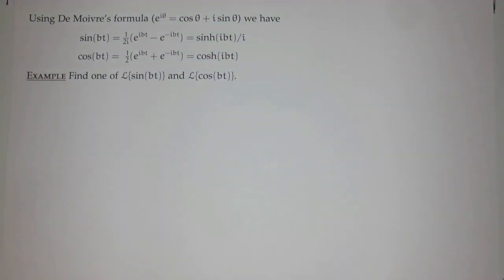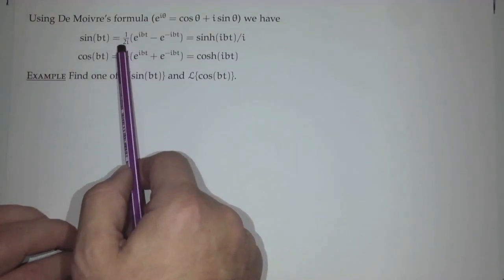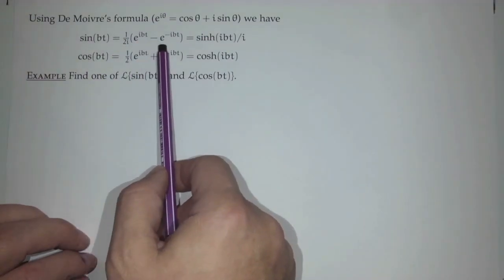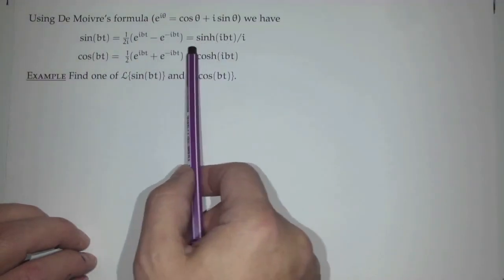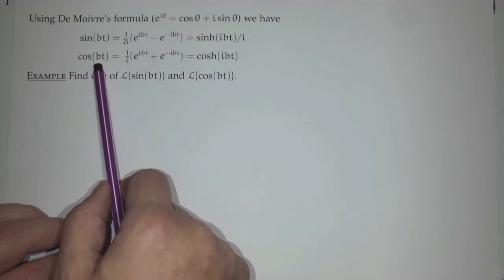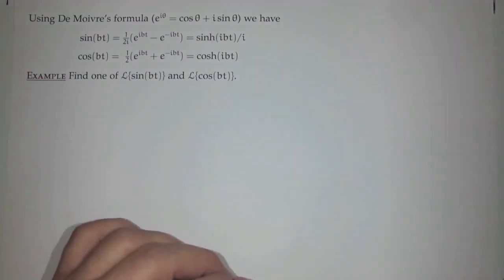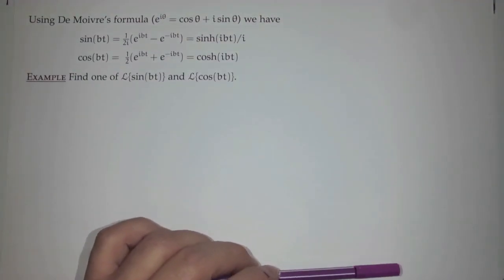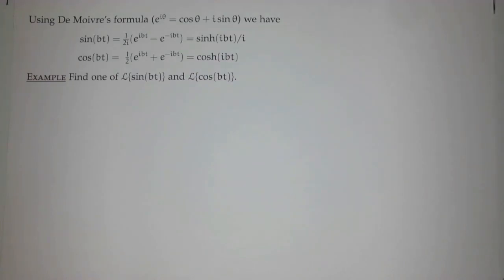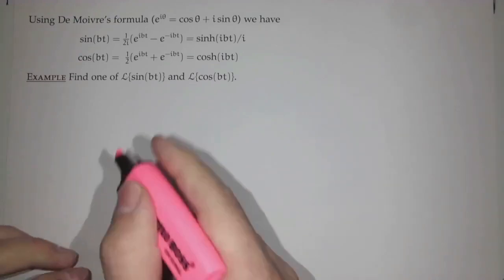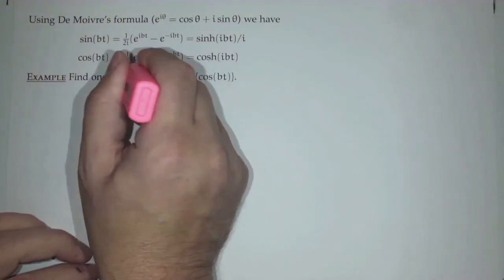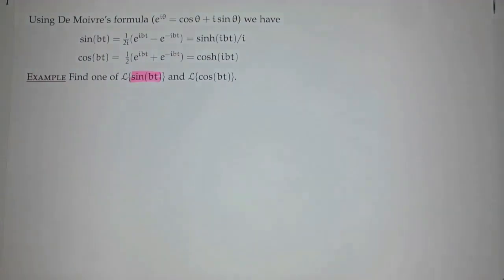And one of the things that you can get from that is sine of bt is 1 over 2i times e to the power i bt subtract e to the minus i bt, also related to sinh. And cosine bt is 1/2 times e to the i bt plus e to the minus i bt. All right, so we've done sine and cosine already. Let's pick one of these. Which one do you want to try? Sine? All right. You've picked the sine. Interesting choice.